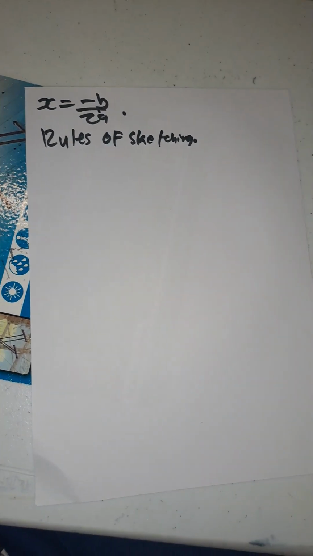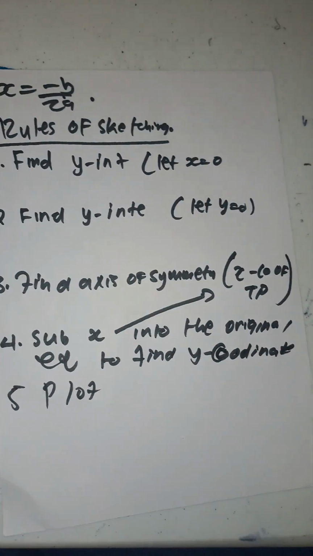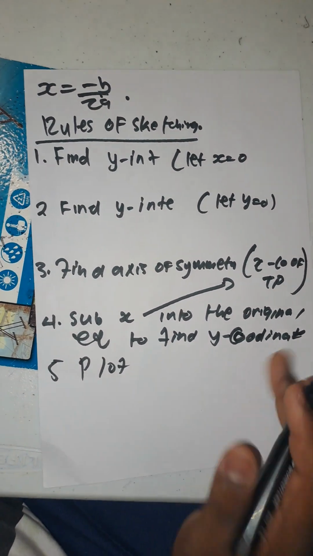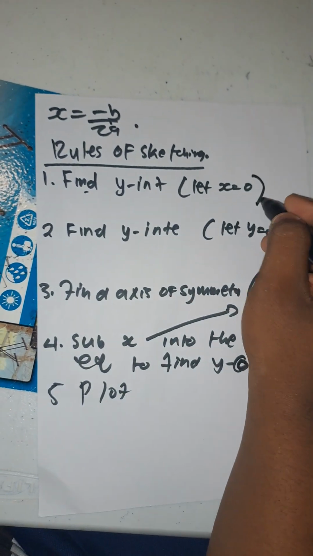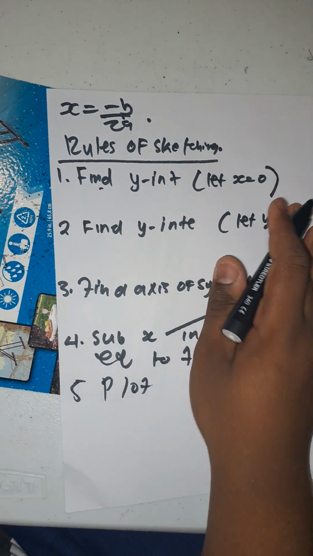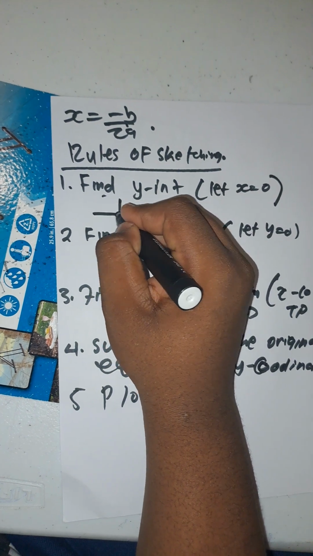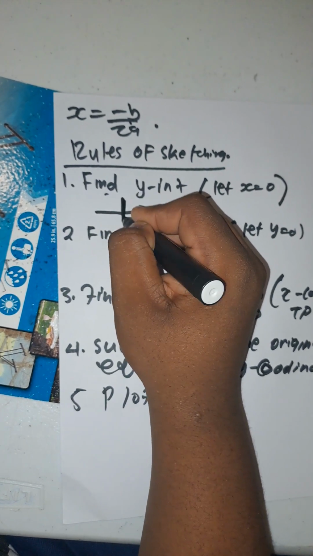Okay, so let me write them down. H equals time. Okay, so here are the rules of sketching. Number one, you have to find your y-intercept, whereby you let x equal 0. What do I mean by the y-intercept? This is your Cartesian plane. So this is the y-intercept.